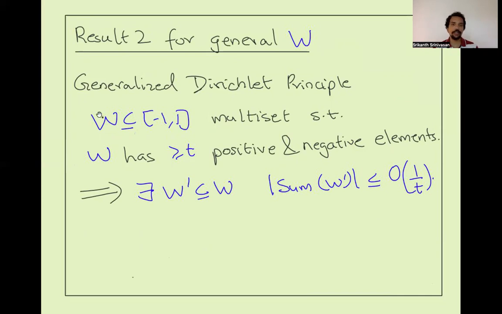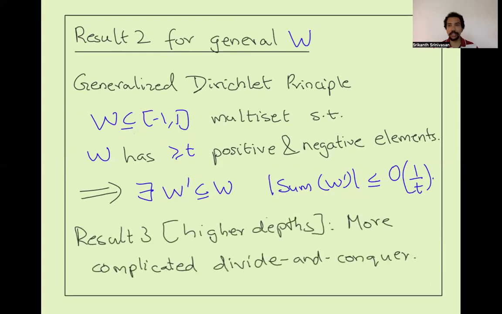So the generalized Dirichlet principle, proved in a very similar way to the Dirichlet principle, is the following. Given any multiset of numbers between -1 and 1, with a significant number of positive and negative numbers, we can always find a subset of this multiset such that the sum of the elements of the subset is bounded by 1/t. It's a very similar statement to what we used already, but instead of applying to very specific kinds of W, this really applies to general W with some very weak assumptions. So we use this generalized Dirichlet principle in order to construct our W trees in more general settings. Okay, so that's the upper bound.